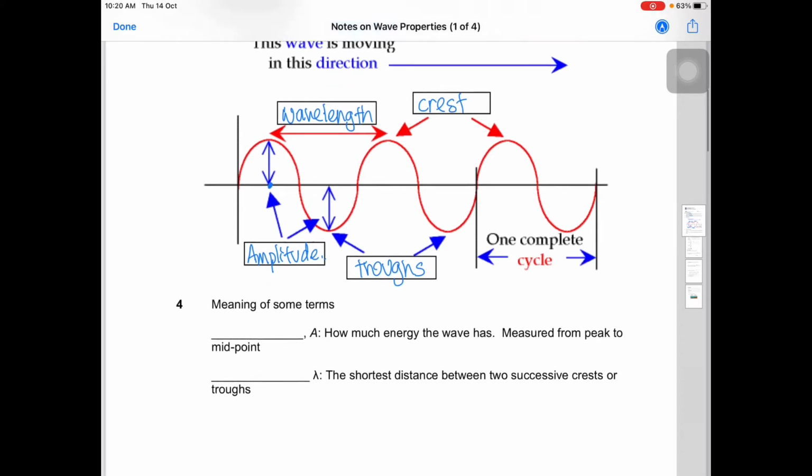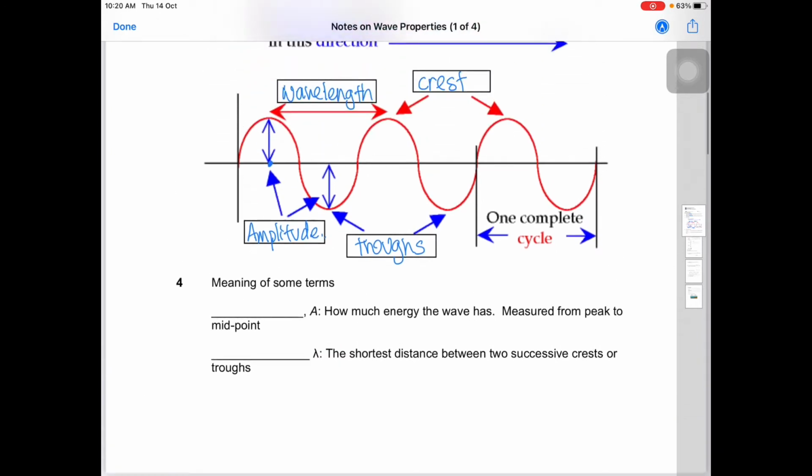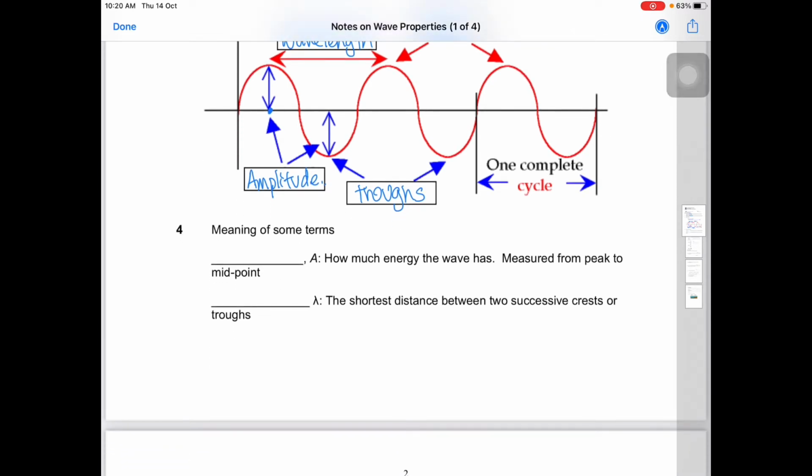All right, now that you have a visual idea of what the wave looks like, it's time to get technical and find out the exact definition of some of these terms. A is the amplitude. Capital A stands for amplitude. The amplitude, how high it is or how low it is, will tell you how much energy the wave has. So the bigger the amplitude, the bigger the wave is, the more energy it has. That kind of makes sense, doesn't it?